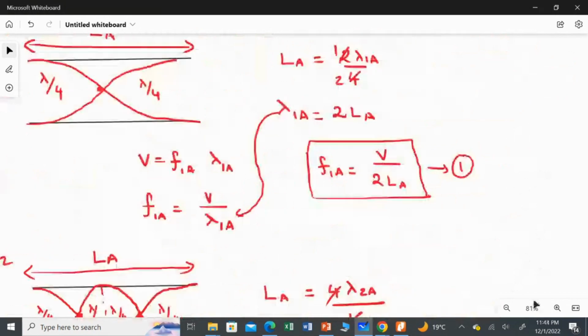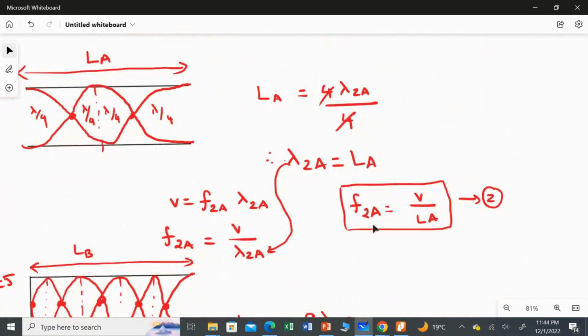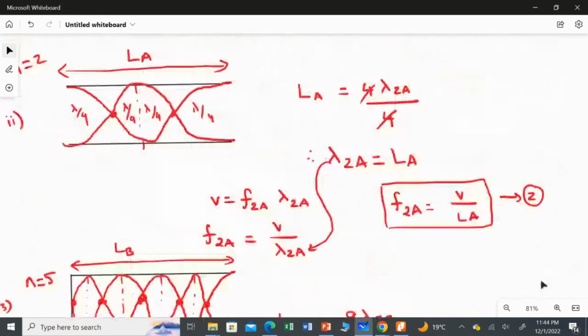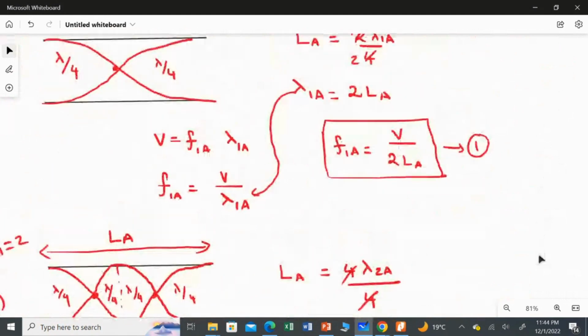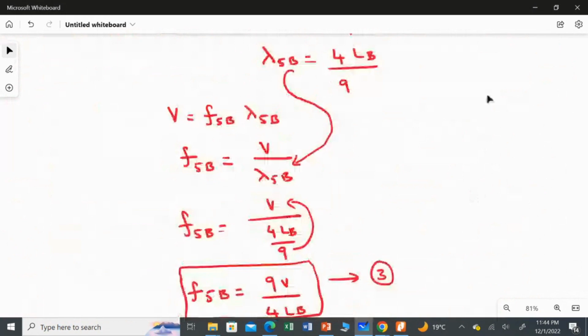The first equation is for the fundamental frequency for pipe A. The second equation is the frequency for n equal to 2 for pipe A, right? And the third one is the frequency for pipe B for the fifth harmonic, right? Now we are going to find what the length of pipe A and pipe B should be. For finding the length of pipe A, I am going to take equation 1. Better we write all the equations together, and then that will be easy for our case.